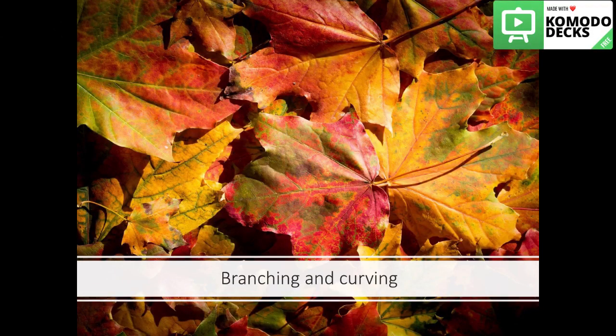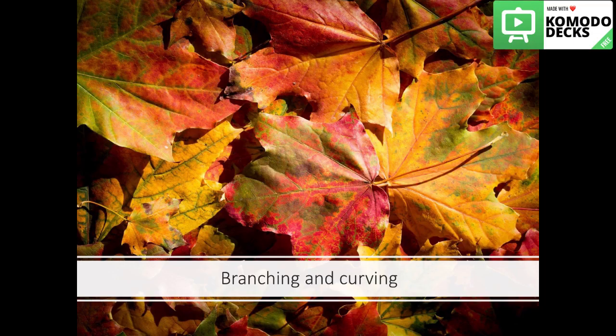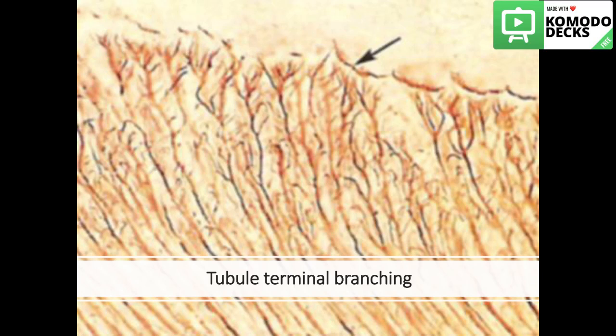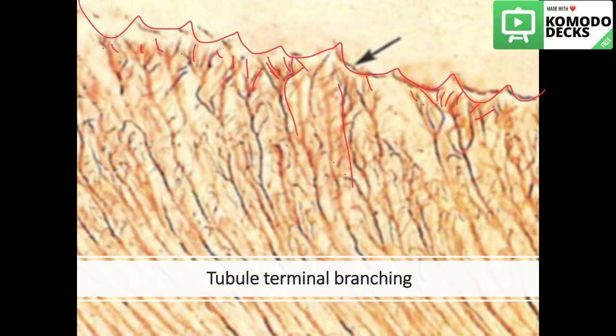So dentinal tubules branch at the terminals, whether the terminals are at the junction with enamel or at the junction with the cementum. As we can see here, this is a dentino-enamel junction with the scalloped shape we talked about. These are the dentinal tubules. They are branching at the end, making a tree-like appearance.